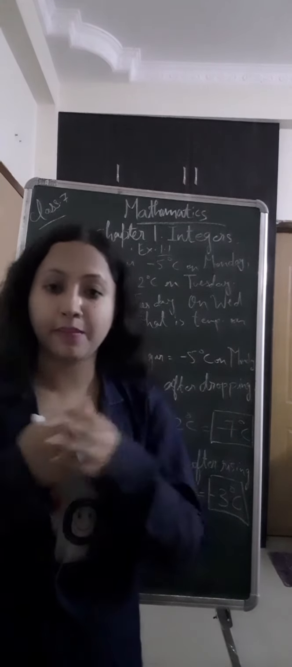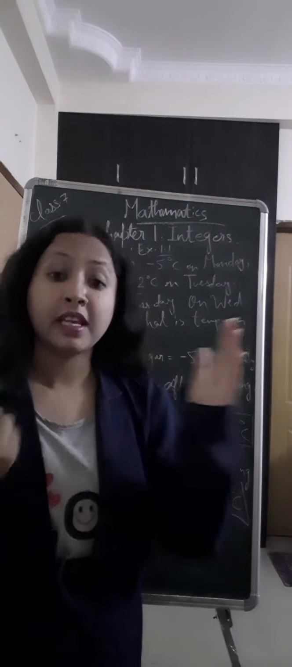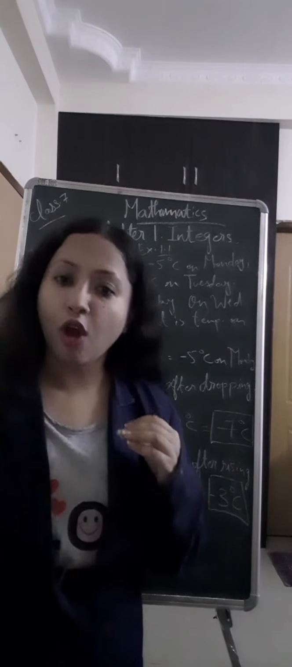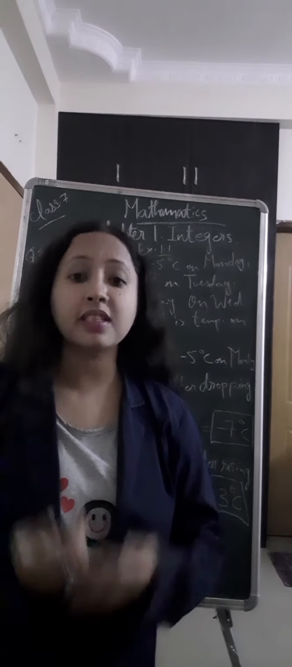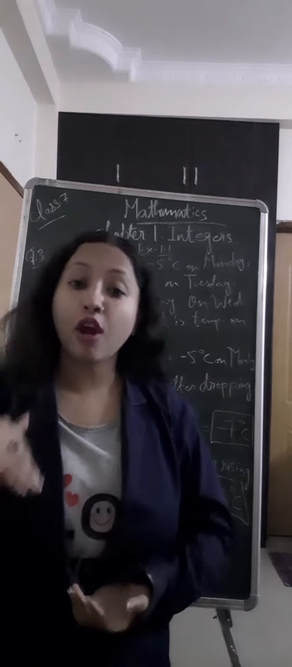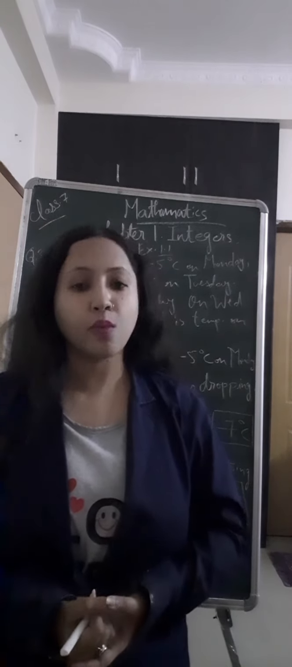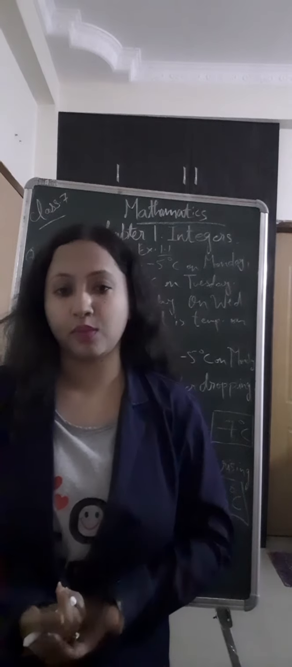So what is the temperature on Wednesday? So children, the temperature of Srinagar on Monday was minus 5 degrees Celsius. Then on Tuesday, it dropped by 2 degrees Celsius. So what would be the temperature? And on Wednesday, when it rose by 4 degrees Celsius, what will be the temperature? This is what we are supposed to calculate.